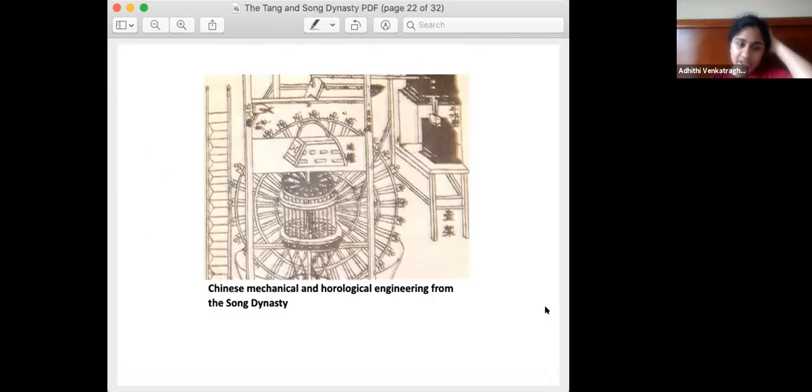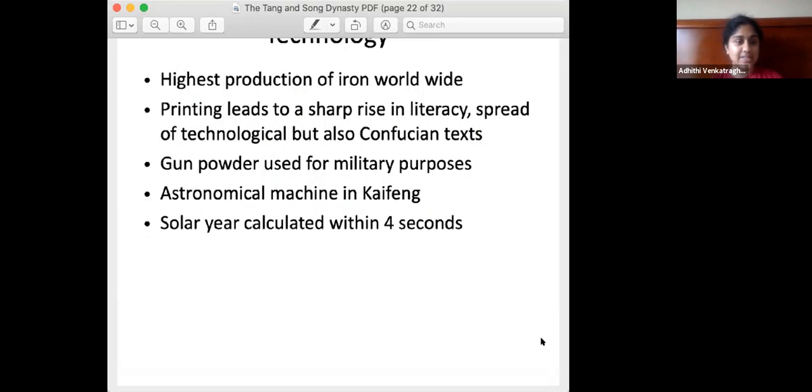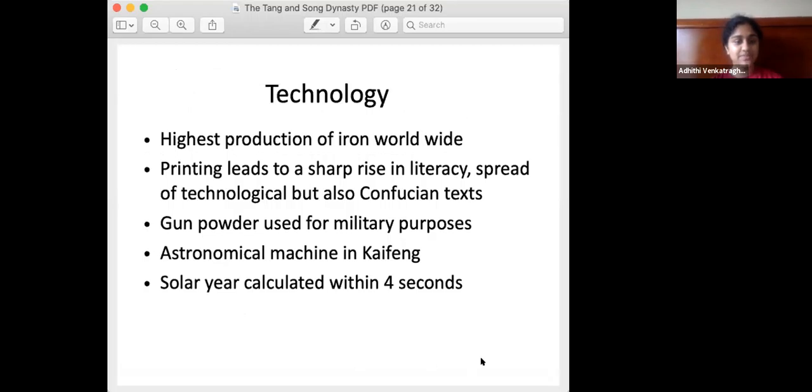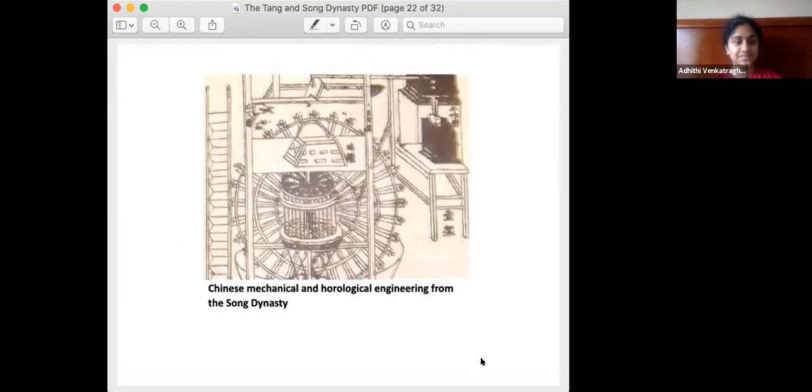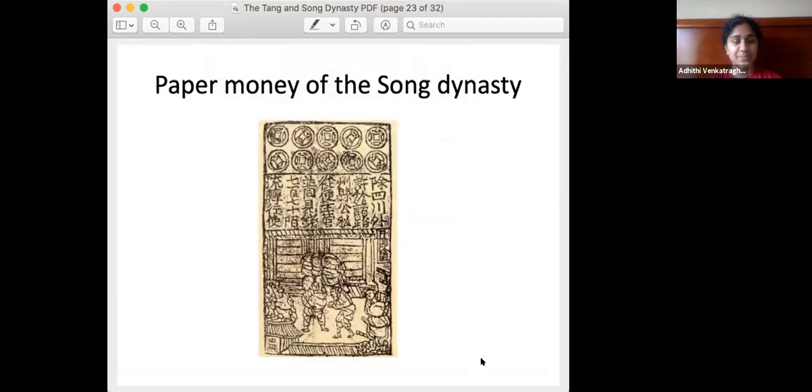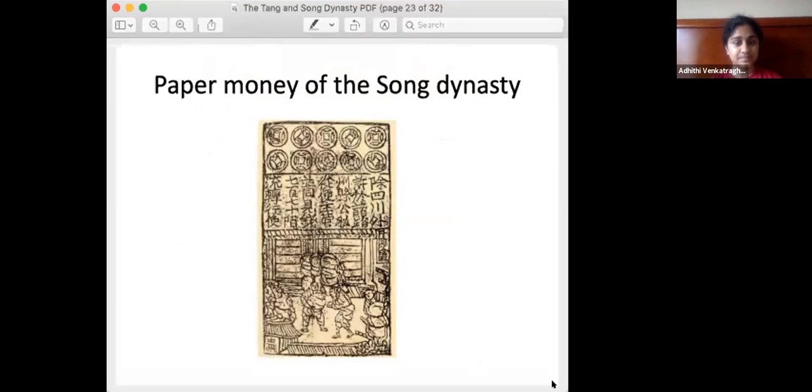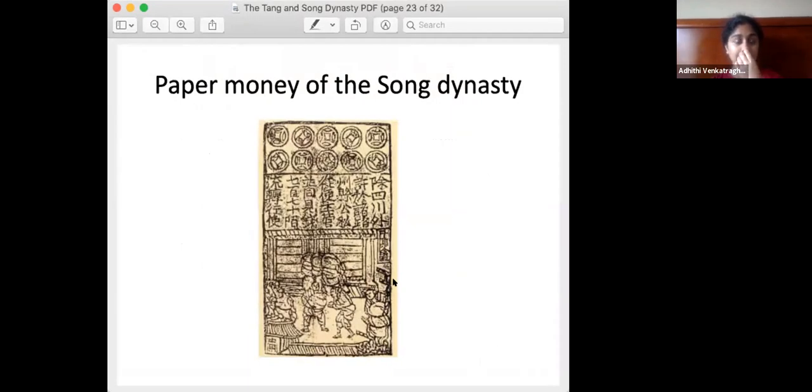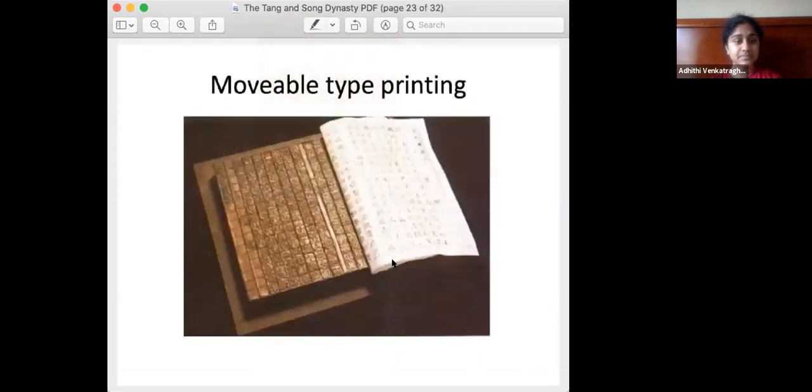This is a Chinese mechanical and horological engineering from the Song Dynasty. It's likely the same astronomical machine. This is the paper money of the Song Dynasty. Some movable printing.